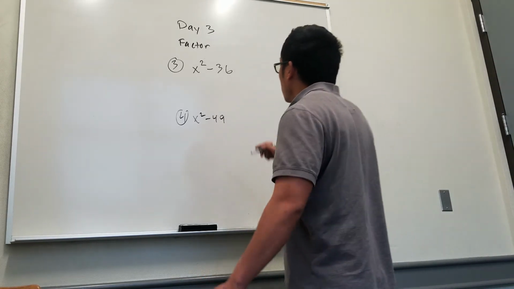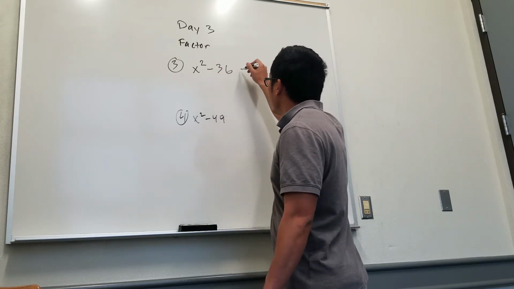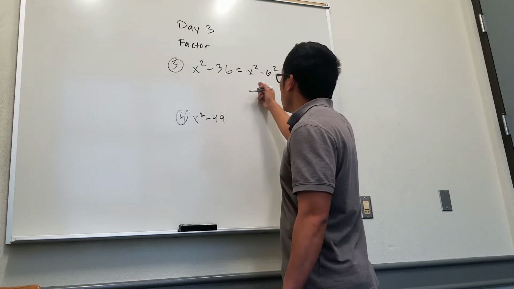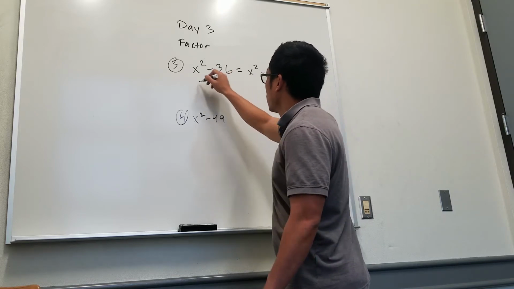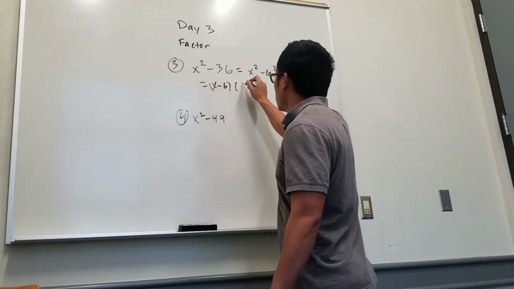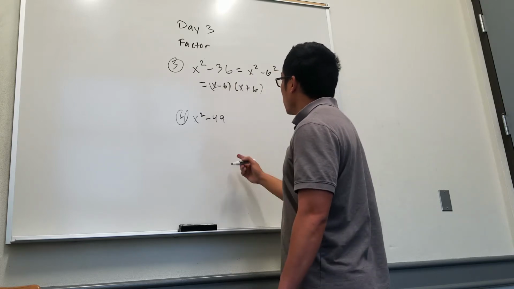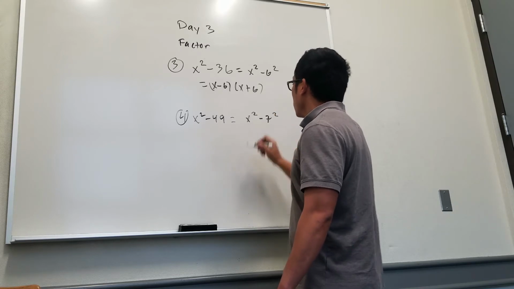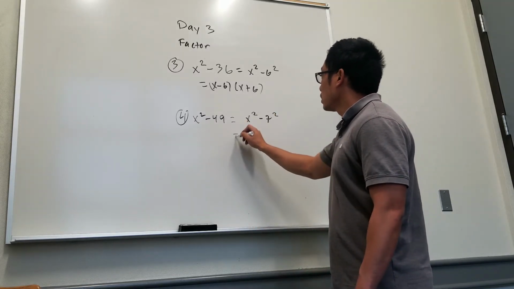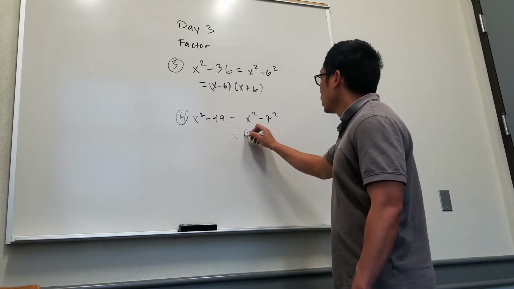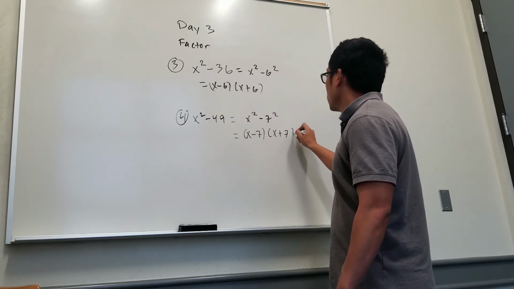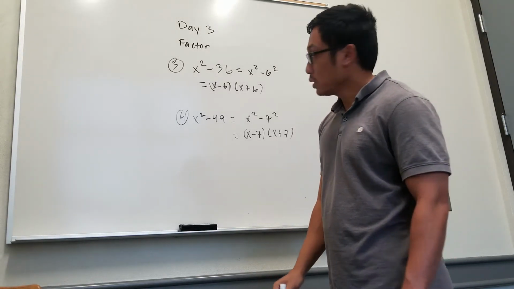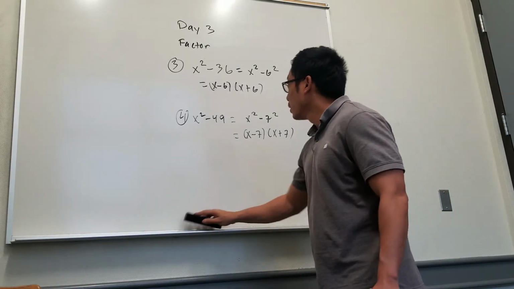So I factor this. This is really the same thing as x squared minus 6 squared, right? So a squared minus b squared. So this is going to be x minus 6, x plus 6. Same thing here, right? This is going to be x squared minus 7 squared. This is really the same thing as x minus 7, x plus 7, right? There you go. Pretty quick. See if I can make another one now. All right, that's it. Two at a time.